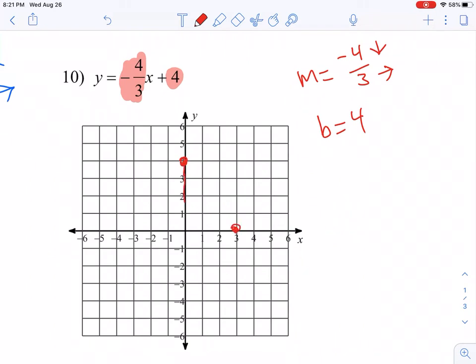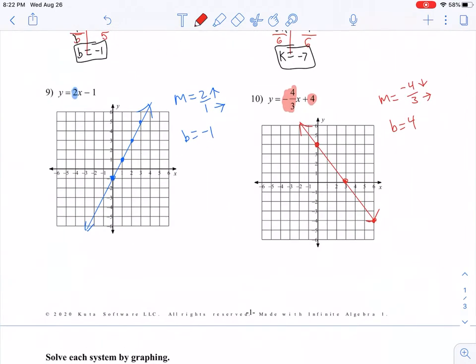That's 1, 2, 3, 4. 1, 2, 3. You can count down another 1, 2, 3, 4, and 1, 2, 3, and put a point. Draw a line through my points. Arrows at the end. And there we go.